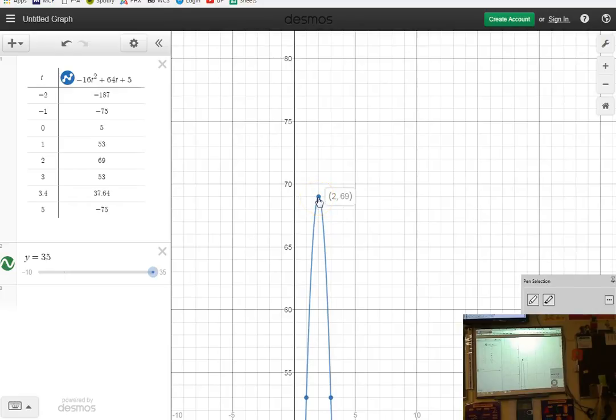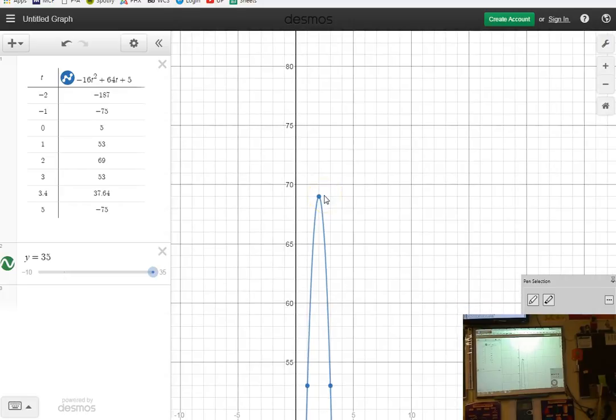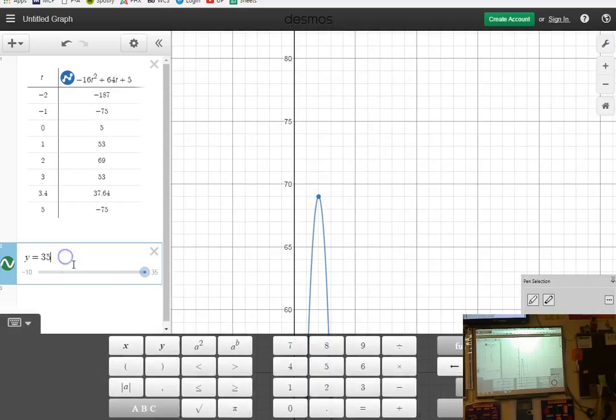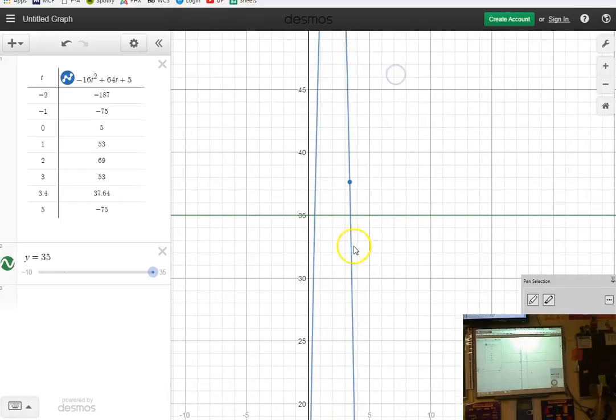There's my maximum, 269. But my point where y equals 35, if that's graphed, then I can find my intersection point of 3.4.